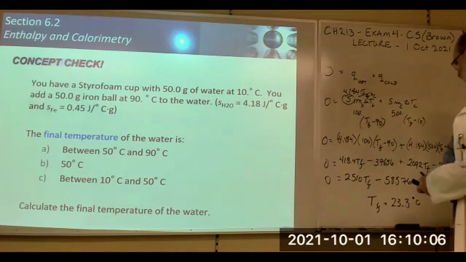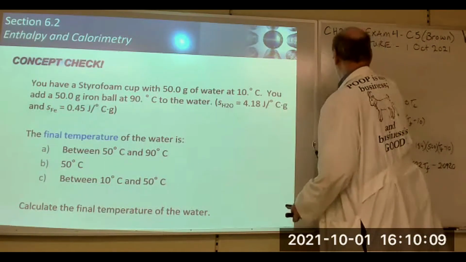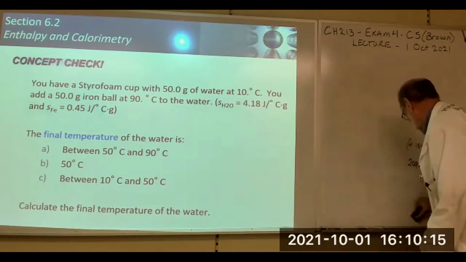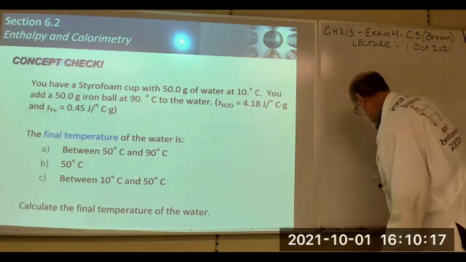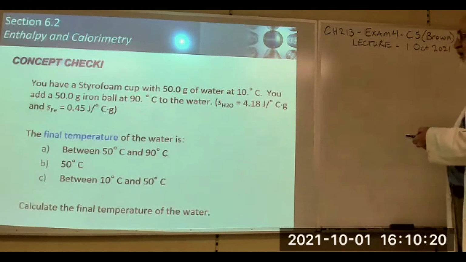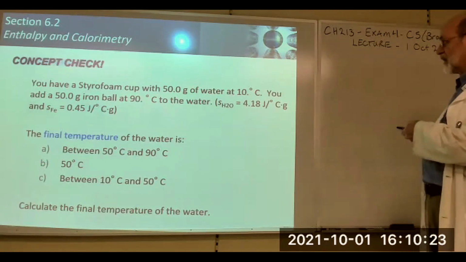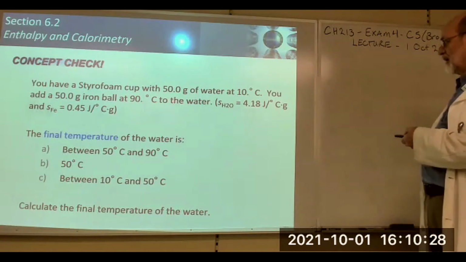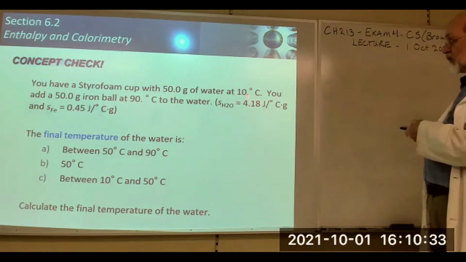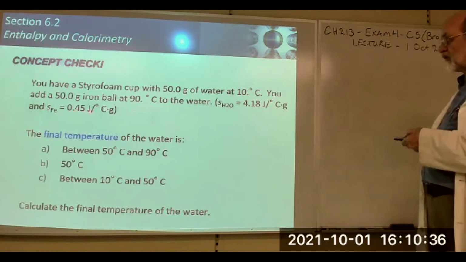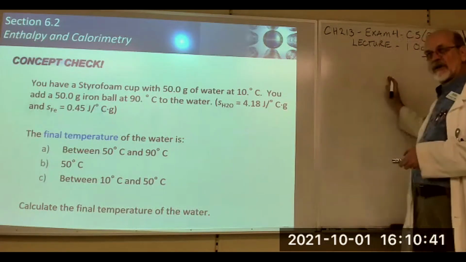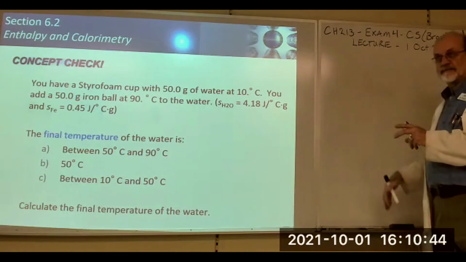Okay. Let's see. We might not spend a lot of time on this one because it is the same process. We'll just describe the scenario. A Styrofoam cup with 50 grams of water at 10 degrees C, and you add a 50-gram iron ball at 90 degrees to the water. Okay, 4.184 is for the water, and then 0.45 is for the iron ball. So you would have your Q for the water and your Q for the iron with different S values.